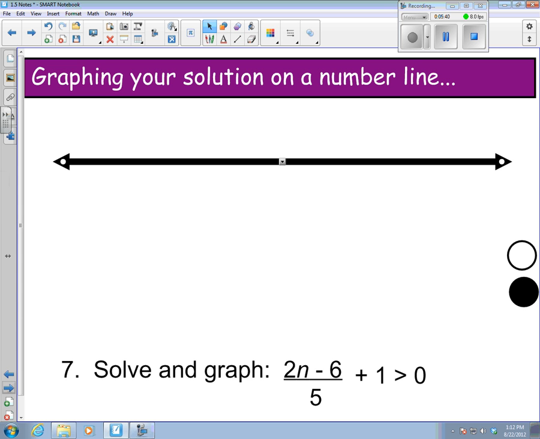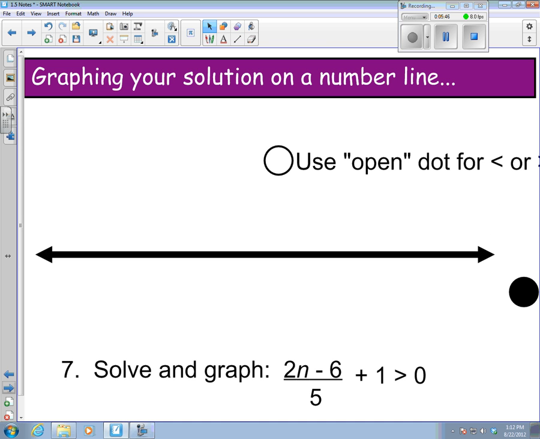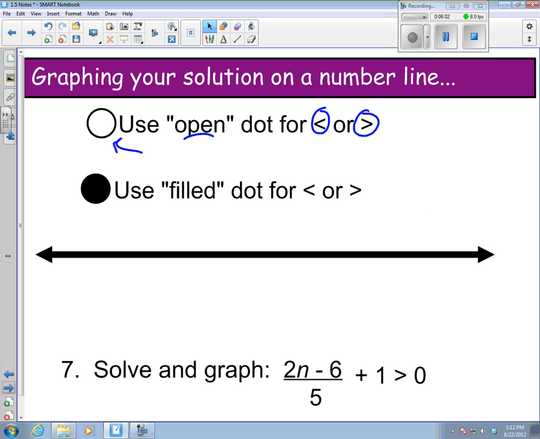Graphing solutions on a number line. Sometimes you graph your solutions on a number line. Use an open circle here if it's less than or greater than. If it's less than or equal to or greater than or equal to, you color it in when you're graphing on the number line. Use the filled circle or dot if it's less than or equal to or greater than or equal to.